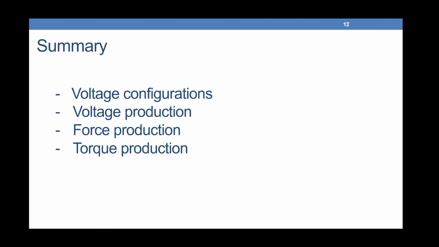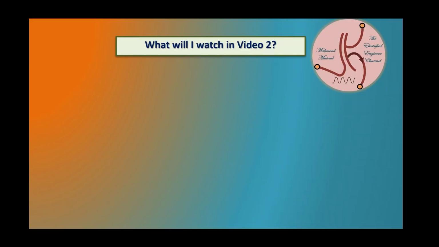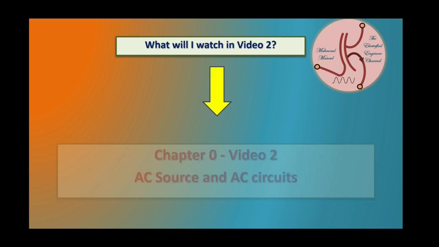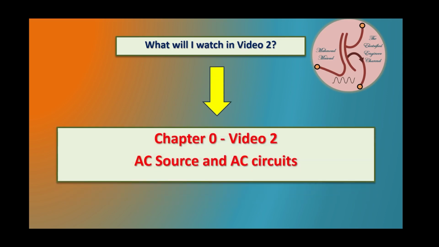So in summary, what we covered in this video: voltage configurations, voltage production, force production, and torque production. What will I watch in the next video? We are going to cover revision material for AC source and AC circuits.